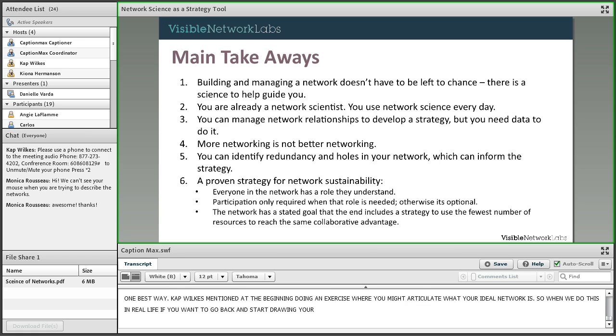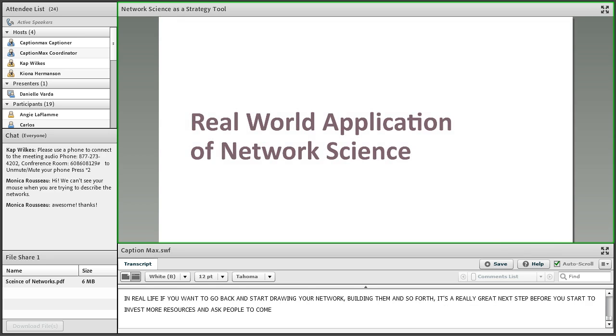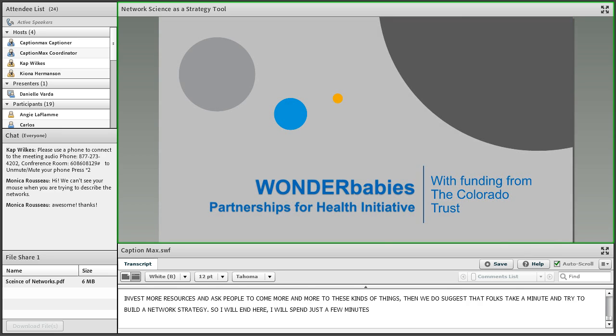Cap mentioned at the beginning doing an exercise, for example, where you might, at this point, articulate what your ideal network is. When we do this in real life, if you want to go back and start drawing little pictures of networks, building them and so forth, it's a really great next step before you start to invest more resources and ask people to come more and more to these kinds of things. We really do suggest that folks take a minute and try to build that network strategy.